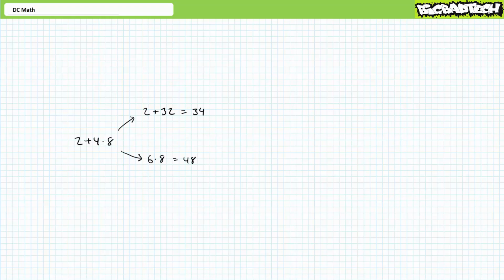5, 4, 3, 2, dramatic pause, 1. As presently illustrated, the correct answer is 34, because the order of operations places a higher precedence on multiplication than it does addition. Allow me to demonstrate.